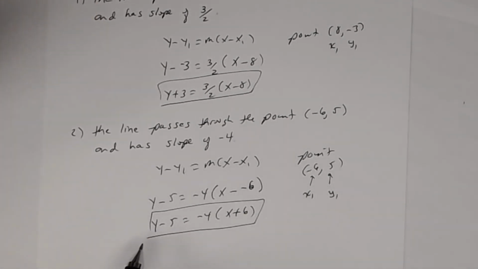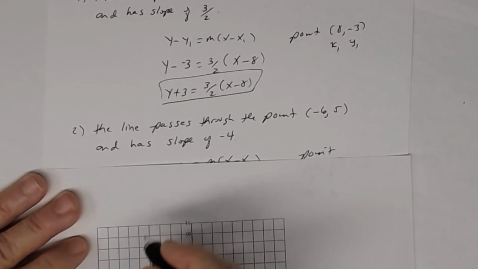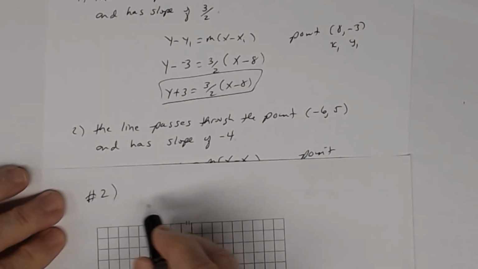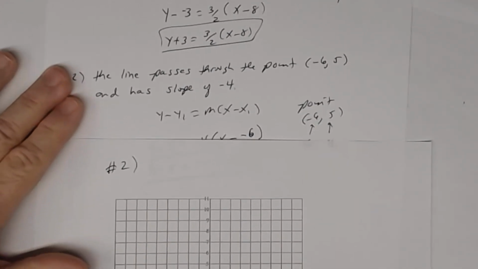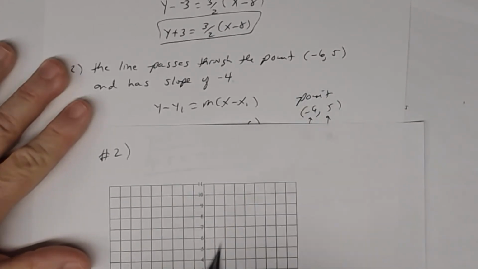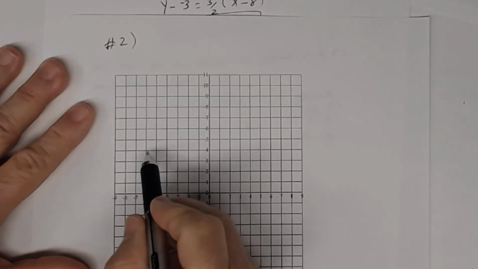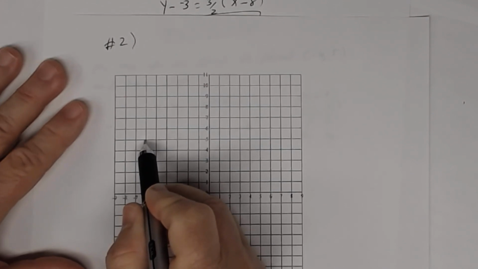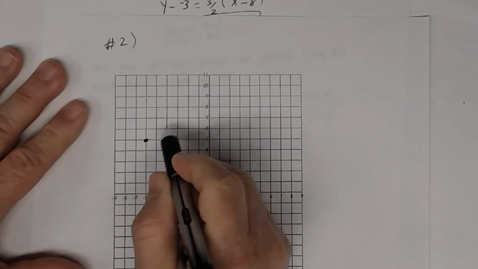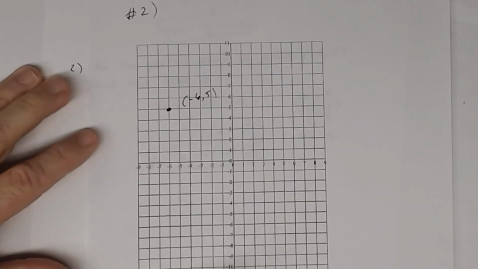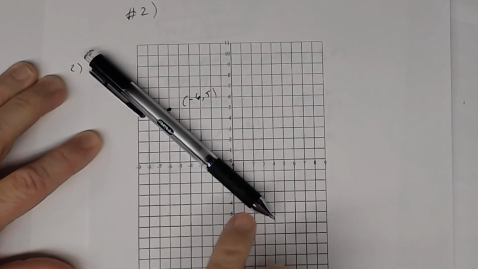If you wanted to graph that line just to show you what you're dealing with, let's go ahead and graph it real quick. I'm only going to do these two graphs, the one in number 1 and the one in number 2. This is a point on that line, negative 6, 5. To plot that point, I go to the left 6 and then up 5. Negative 6, 5, right here. Now I know that the slope is negative, so my line better fall, correct? So I better do something like this.